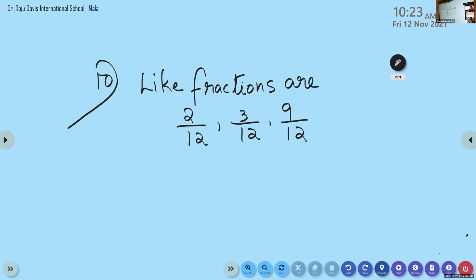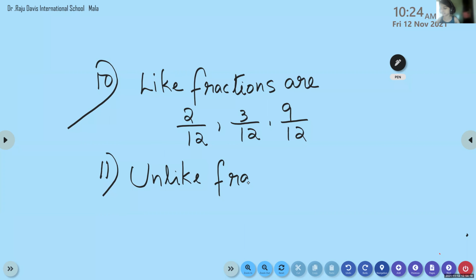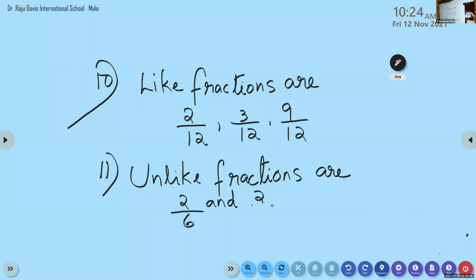Joanne, can you read question number 11? Okay, ma'am. Identify the unlike fractions. So we will write here: unlike fractions are 2 by 6 and 2 by 8. Yes. Unlike fractions are 2 by 6 and 2 by 8.